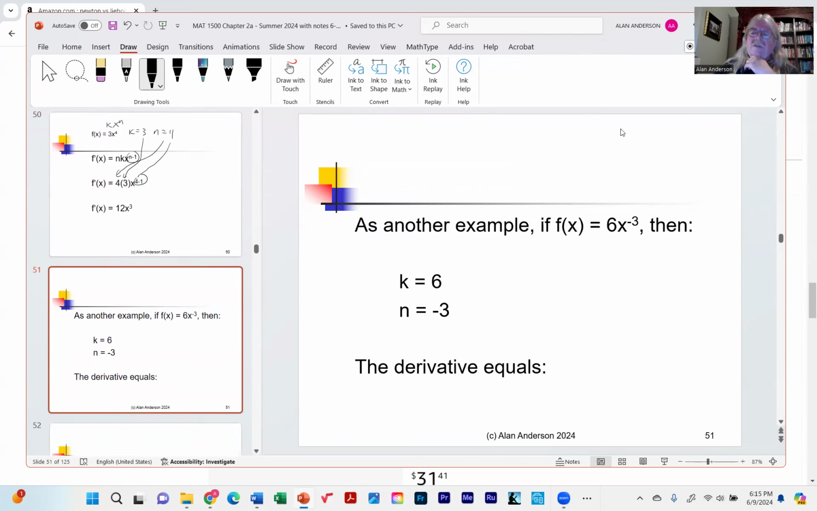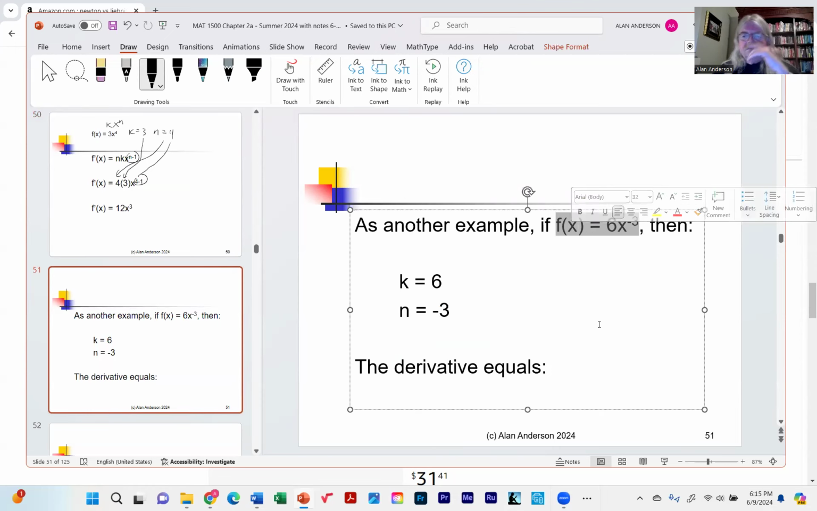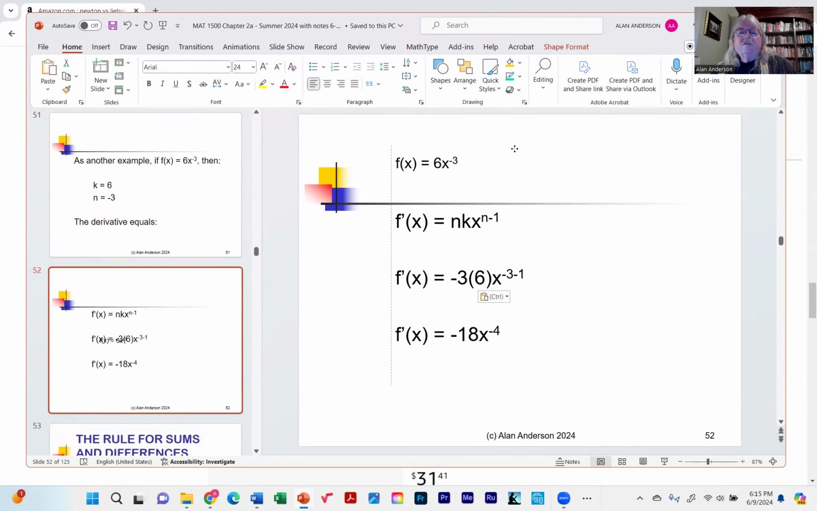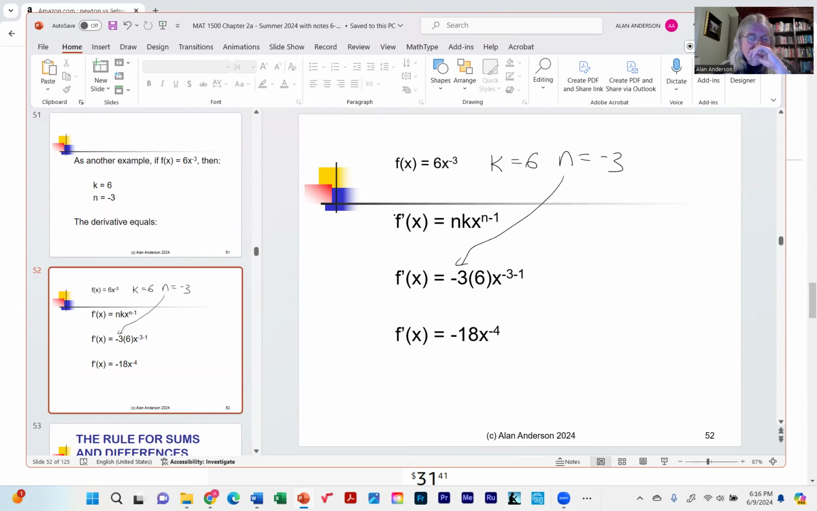Well, how about this one? We have a negative exponent. What happens then? All right, well, let's find out. So once again, just a quick reminder what the original function was. So we're going to have negative 3 times 6. And then when we subtract 1 from negative 3, we end up with negative 4. The final result is negative 18 to the negative 4 power.